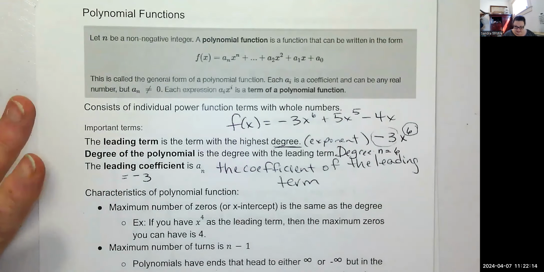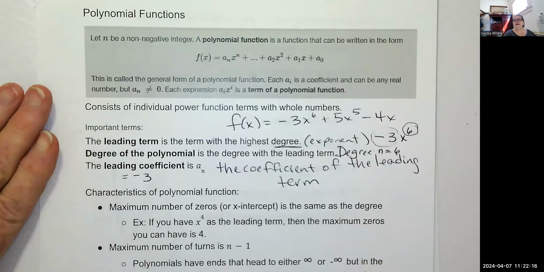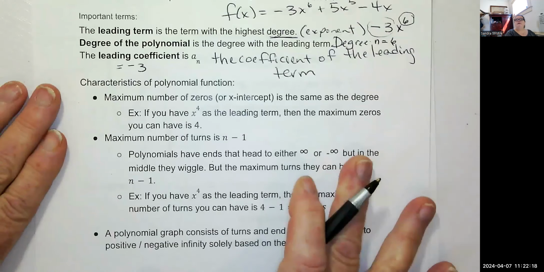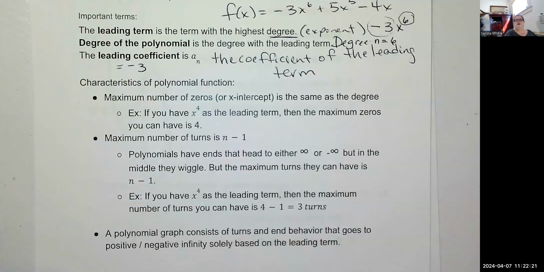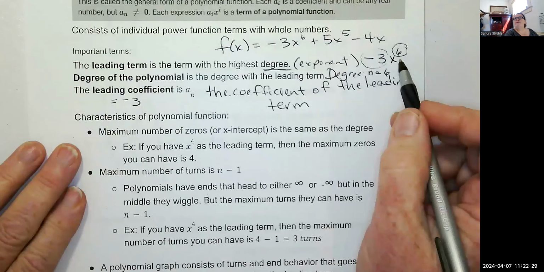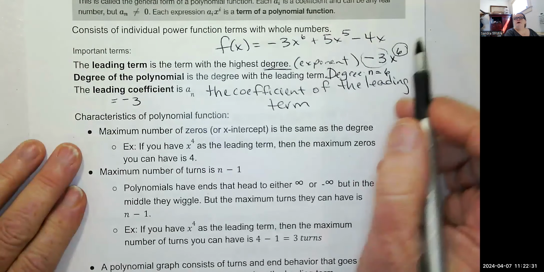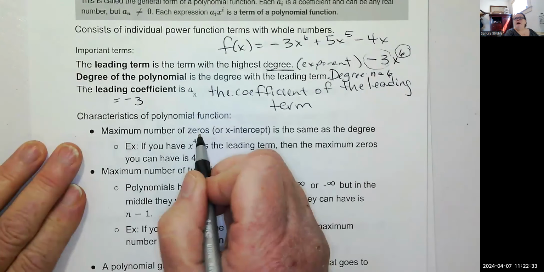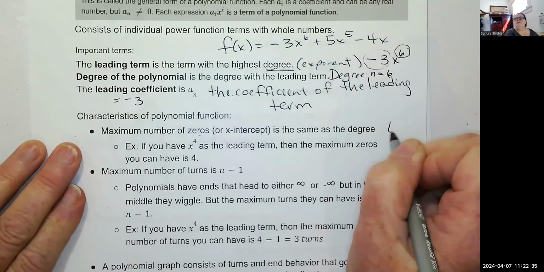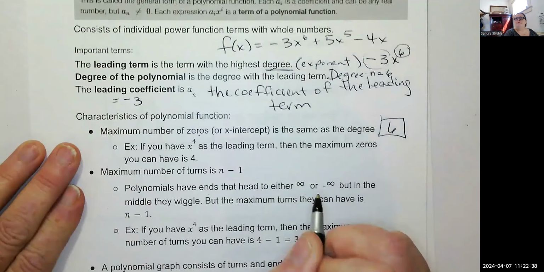Not the x, not the x to the 6th. It's just the negative 3. Okay. Characteristics of polynomial function. The max number of zeros, which are your x-intercepts, is the same as the degree. So for the one that we're referencing up here, the most number of zeros we can have are 6. All right, that's the most number.